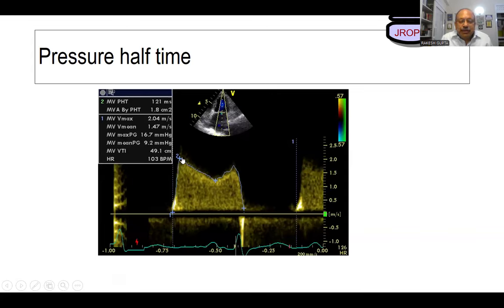And second is pressure half time. Pressure half time is the time taken by this valve for the pressure to drop to half. Suppose the pressure over here is 16 millimeters of mercury. The time taken for this pressure to drop to half is pressure half time. Means 16 drops to 8, that is pressure half time. And if we divide 220 by pressure half time, it will give you the mitral area.